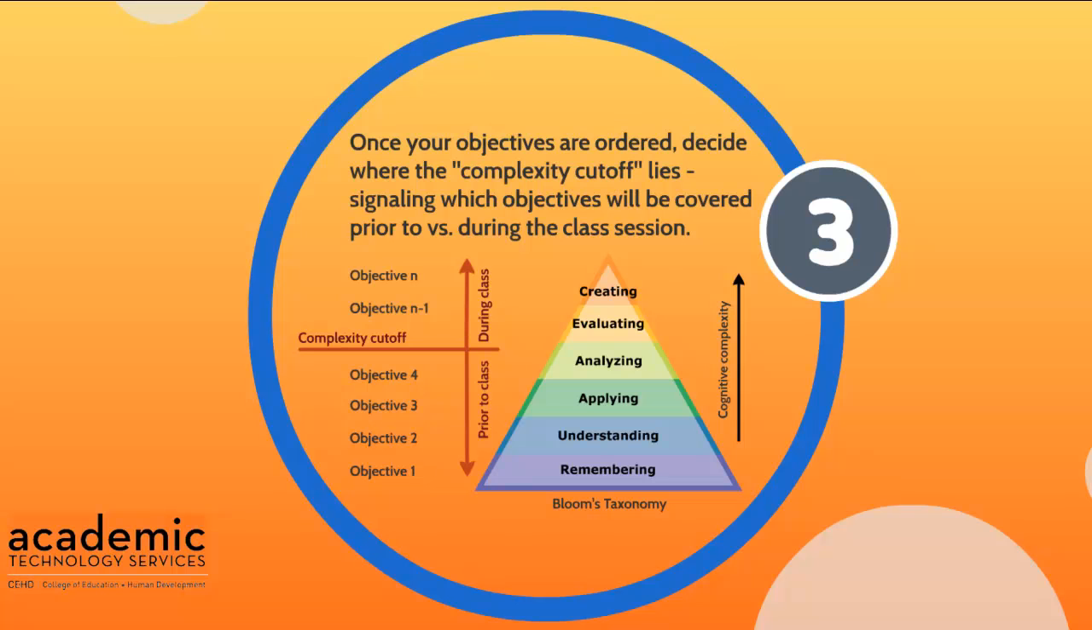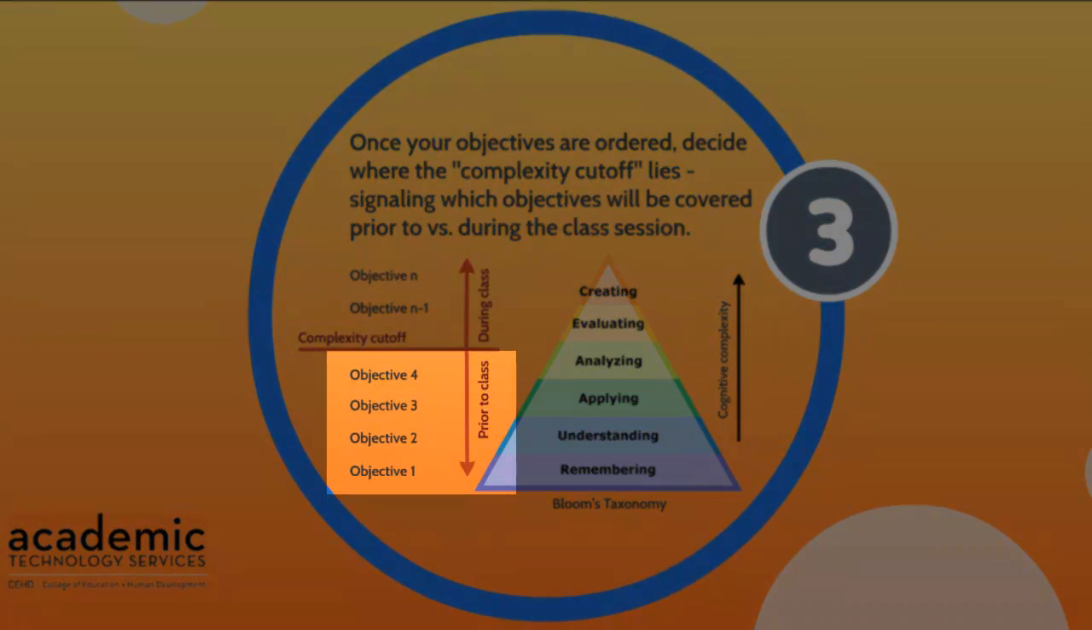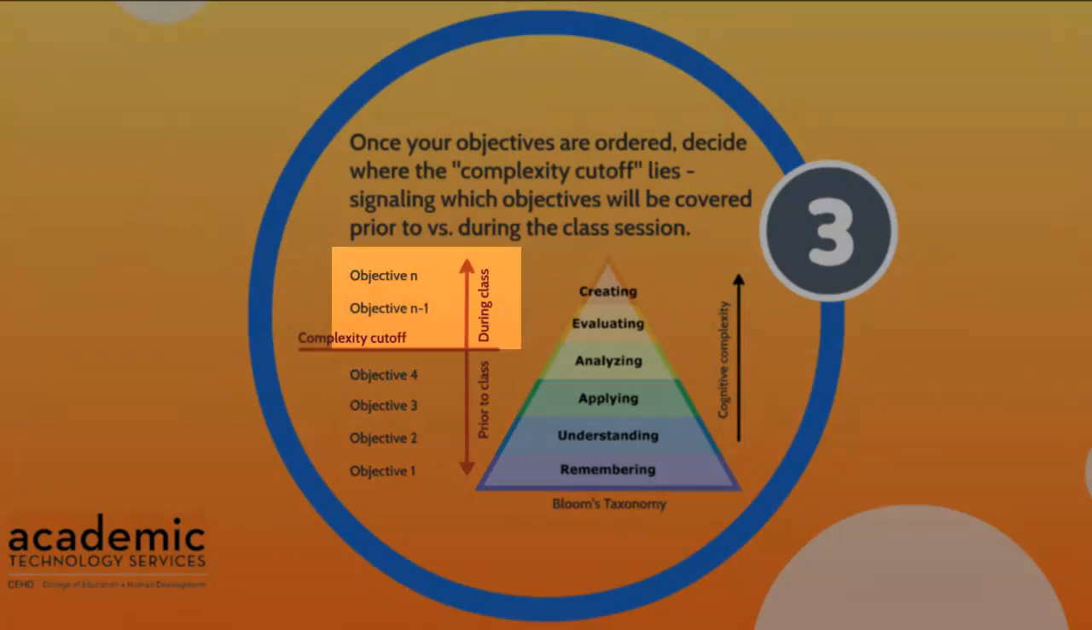Once your objectives are organized, determine where the objectives become complex enough that they need to be covered during a class session. This is where the complexity cutoff lies. Everything below the complexity cutoff is covered prior to class. Everything above is covered during.